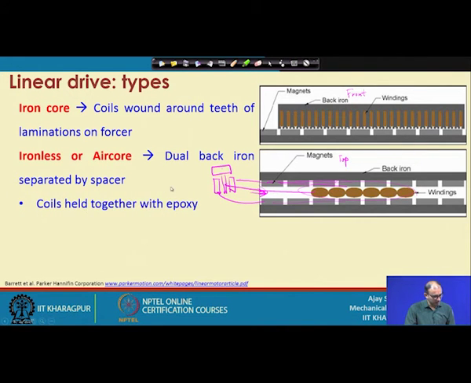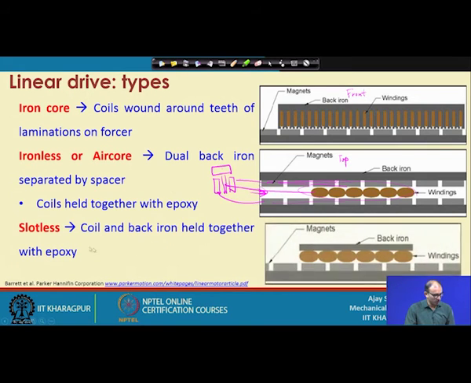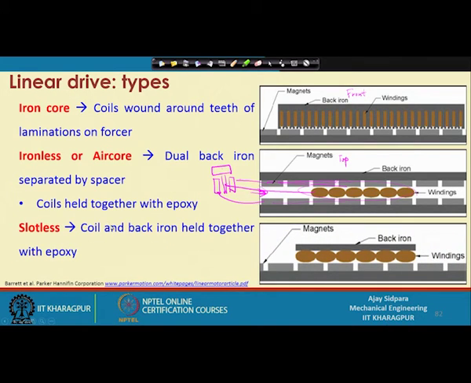The coils are held together with epoxy, and the last one is the slotless motor. This actually gets the advantages of the iron core and the ironless types. It is in between these two. You get some disadvantages of both as well. Some of the features are recreated here, because this is similar to the ironless, but you are putting this rail also, similar to the iron core. So, this is in between, called slotless, and the coil and back iron are held together with epoxy in this case.